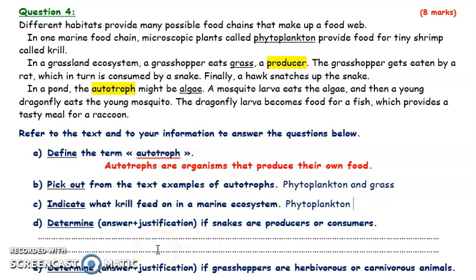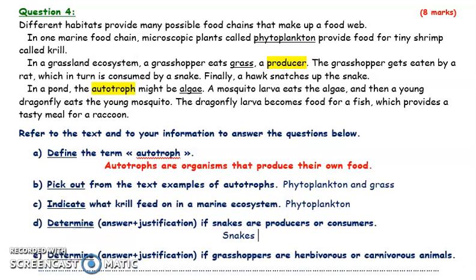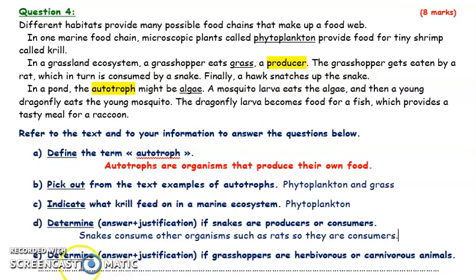Determine if snakes are producers or consumers. Green plants are the only producers. Snakes eat, they consume. Here, snakes consume rats. Snakes consume other organisms such as rats. So they are consumers. They aren't producers.